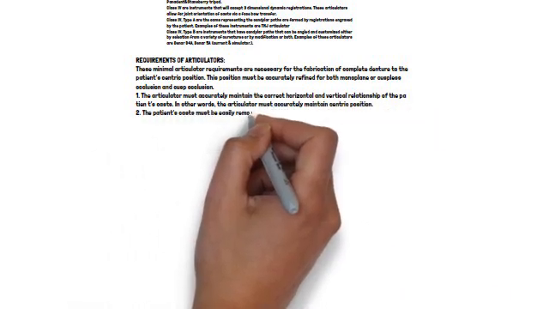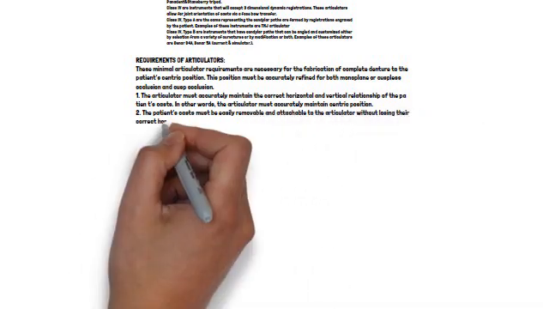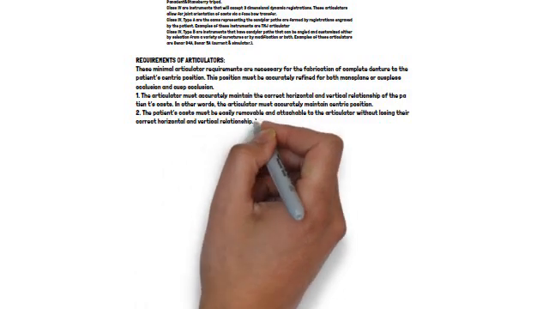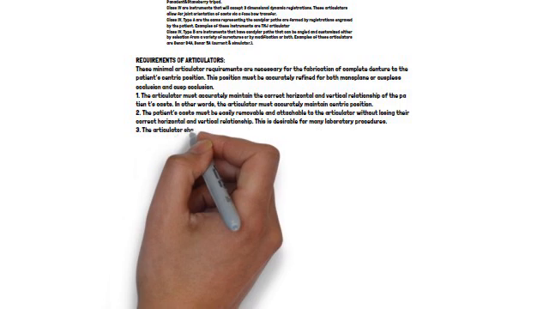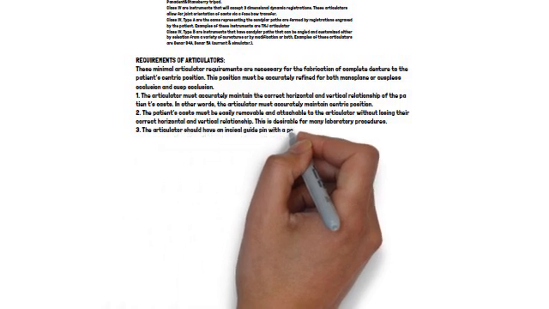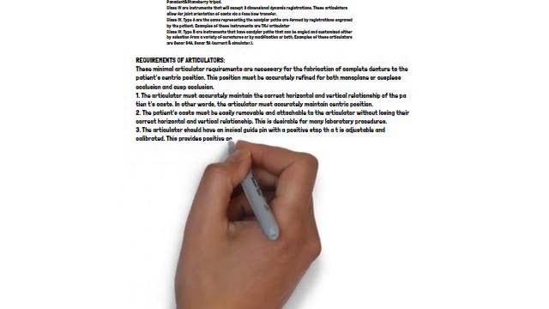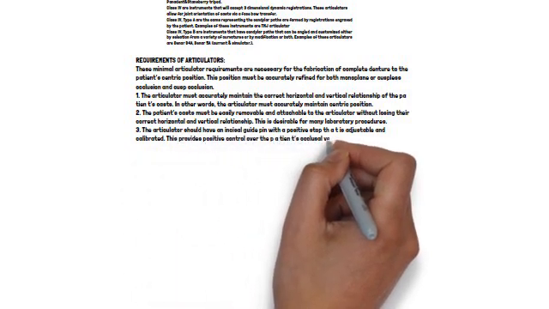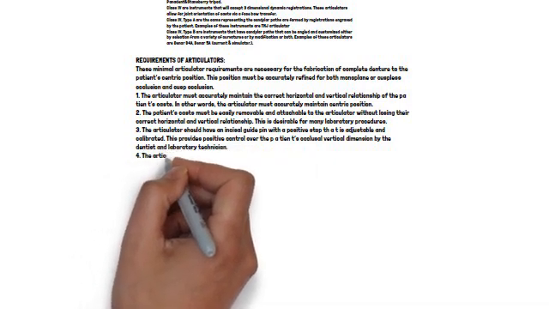2. The patient's casts must be easily removable and attachable to the articulator without losing their correct horizontal and vertical relationship. This is desirable for many laboratory procedures. 3. The articulator should have an incisal guide pin with a positive stop that is adjustable and calibrated. This provides positive control over the patient's occlusal vertical dimension by the dentist and laboratory technician.